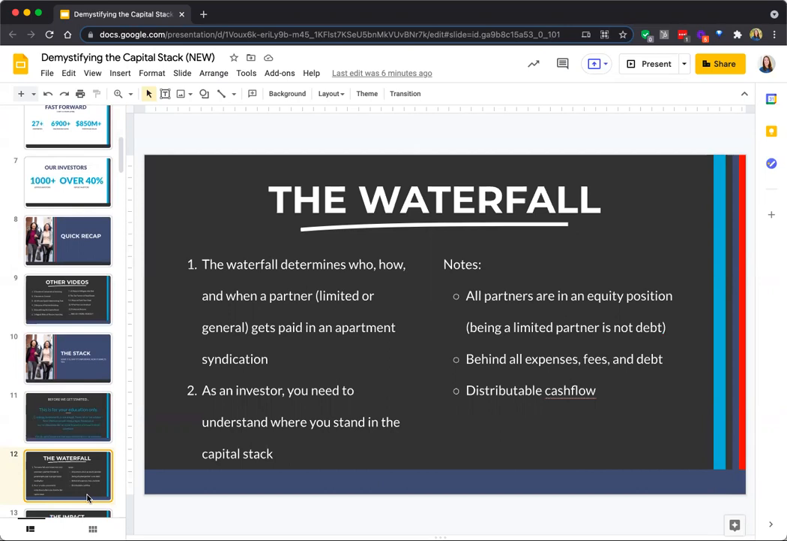Another term that you might have heard is the waterfall. They're not entirely synonymous, but some people will use them interchangeably. The capital stack or waterfall really determines who, how, and when a partner, whether a limited or general partner, gets paid in a syndication deal. And it's really important for you as an investor to understand where you are in the capital stack, and that changes deal by deal.